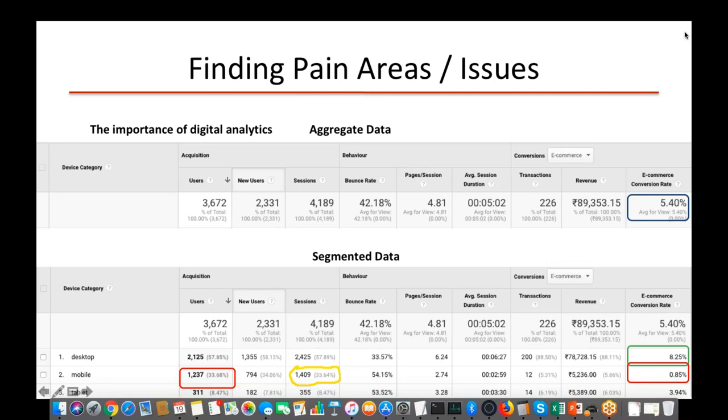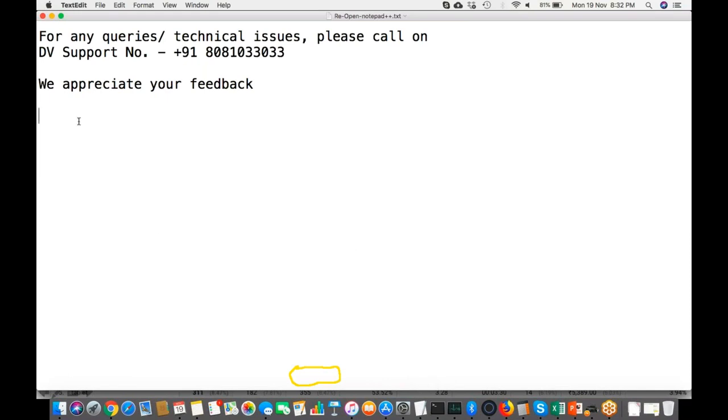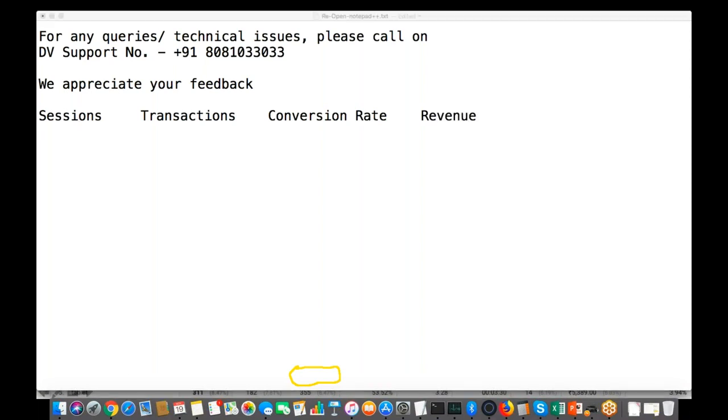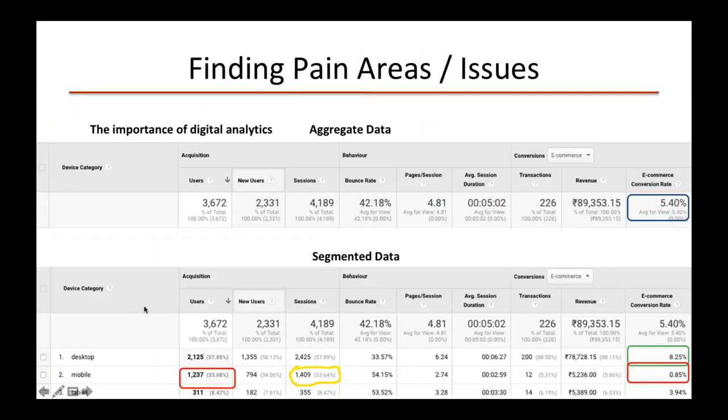You want to know what is more frustrating in this case? Yeah, I'll tell you. Okay, so let's calculate this quickly. How many sessions did we have? I will be writing this in my text editor: number of sessions, number of transactions, conversion rate, and revenue.